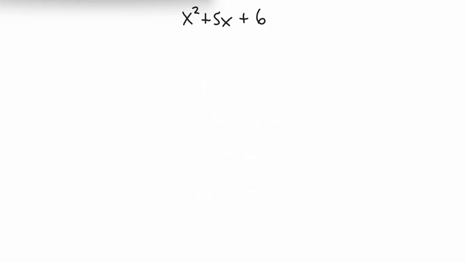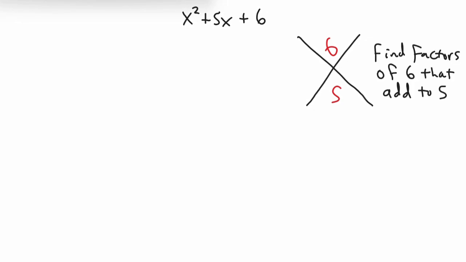So here's our first problem. Let's factor x squared plus 5x plus 6. So you want to put 6 on the top and 5 on the bottom. So you want to find factors of 6 that add to 5.